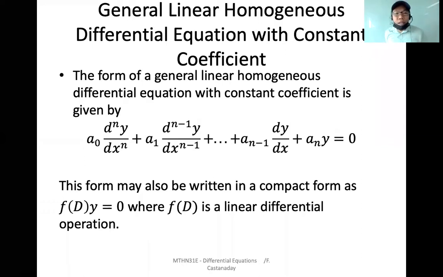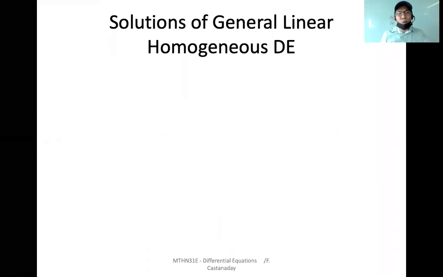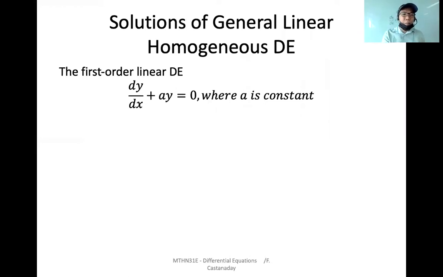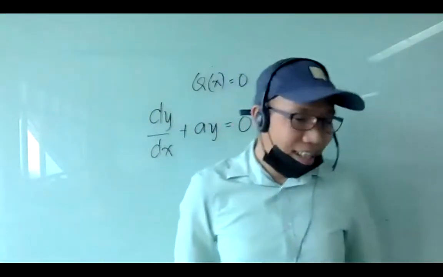Are you ready to solve? Now let's focus on the solutions of the general linear homogeneous DE. It is general because we are talking about nth order. To illustrate this solution first, let's go back to the first order linear DE, with a constant coefficient and homogeneous, which I wrote earlier behind me. Can you see the whiteboard? Yes, you can see me now.